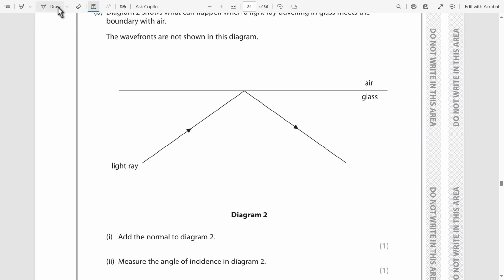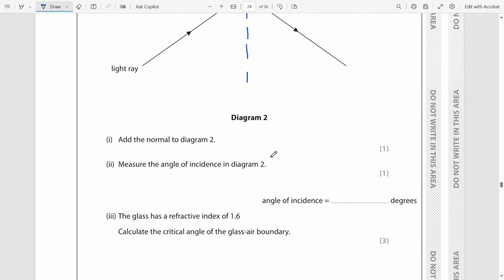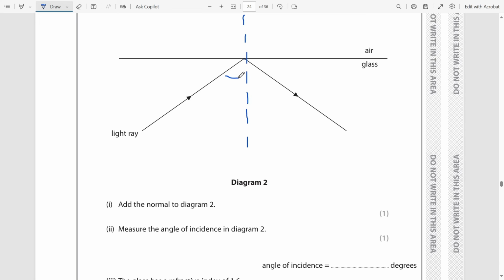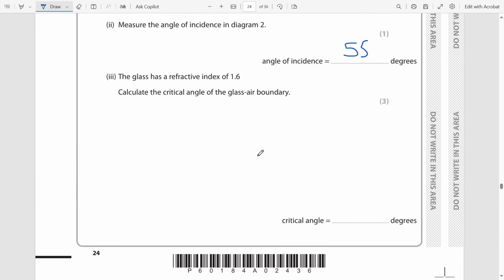At the normal. Oh, are you kidding me? I'm trying to be as straight as I can. That would not get me the mark, but you get the point. It's supposed to go through here. Measure the angle of incidence here, guys. So you measure it yourself. Oh, what did you get? 55 degrees Celsius. Okay, degrees Celsius. 55 degrees. My mistake. Okay, guys.